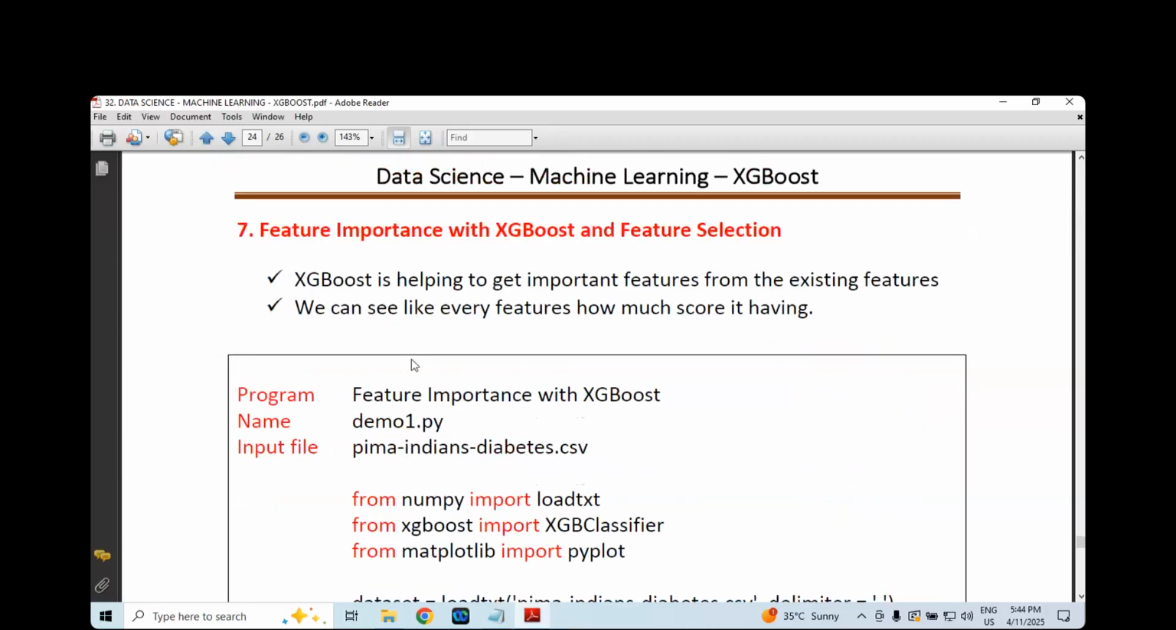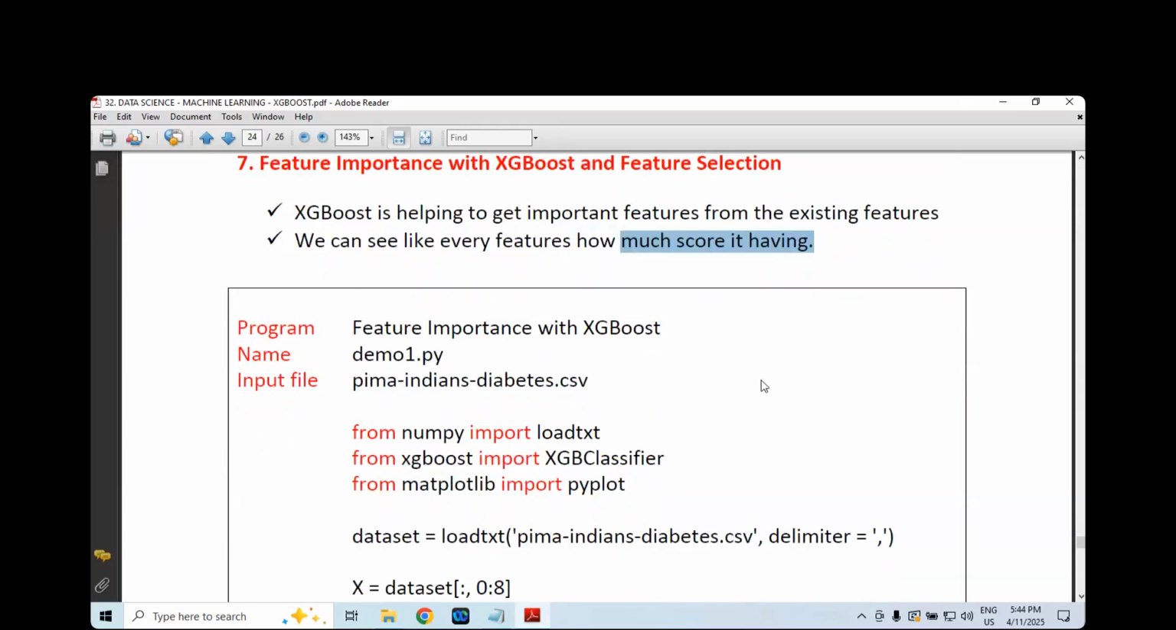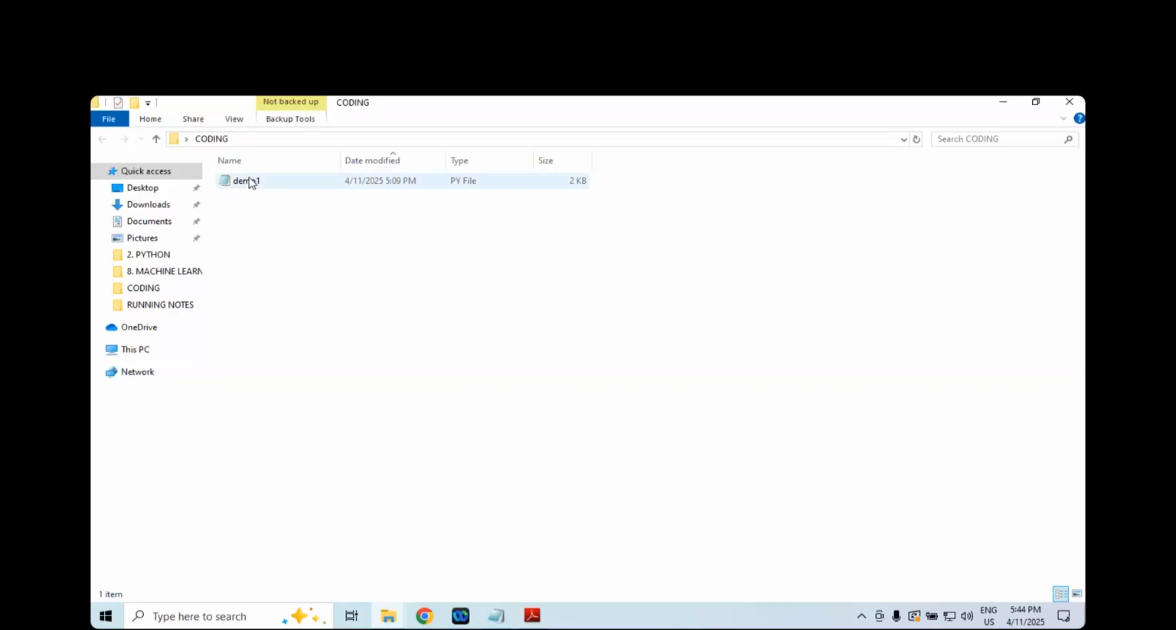Feature importance with XGBoost and feature selection. XGBoost is helping to get important features from the existing features. We can see how much score every feature has. We can see these are all. Can we work it out?